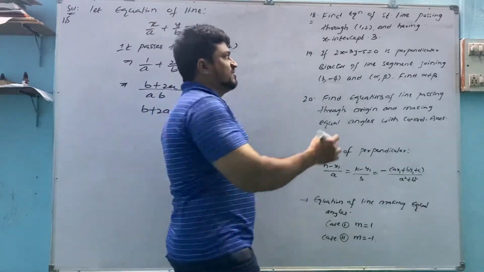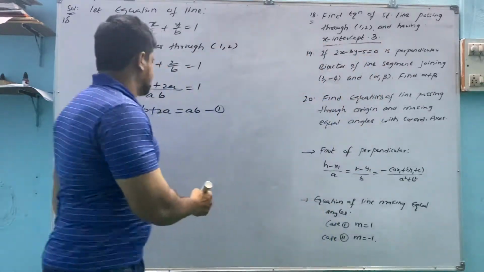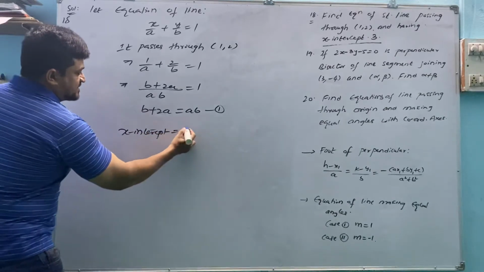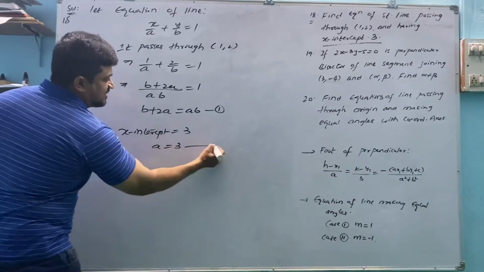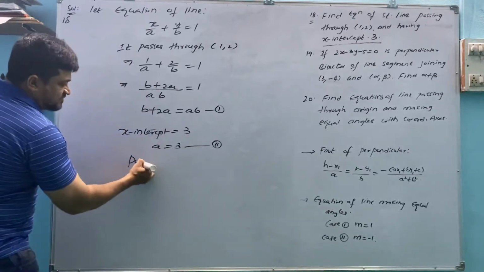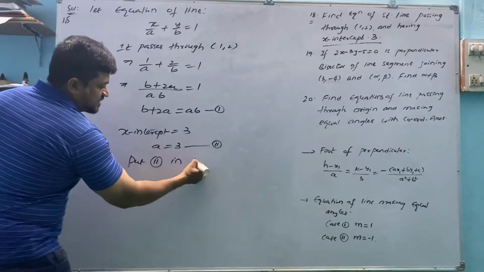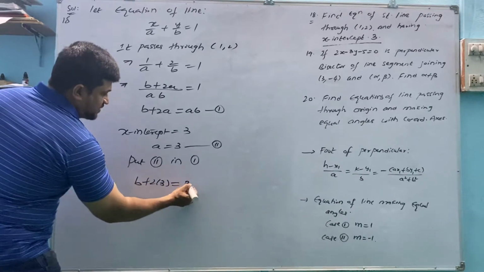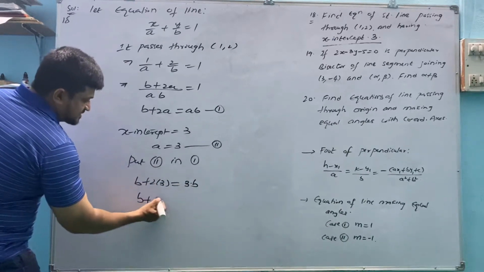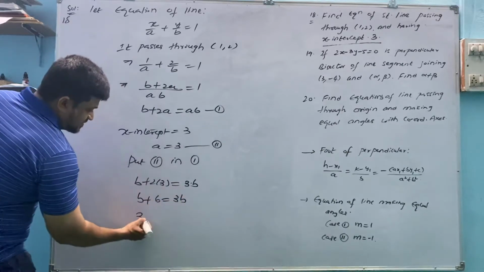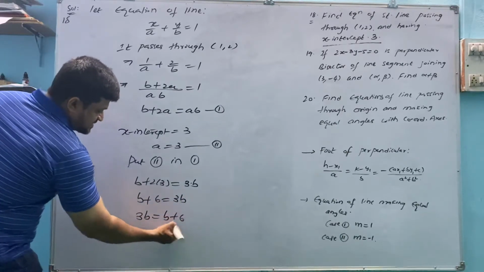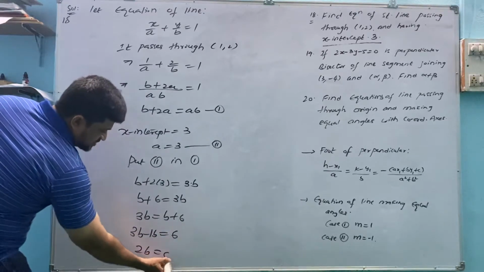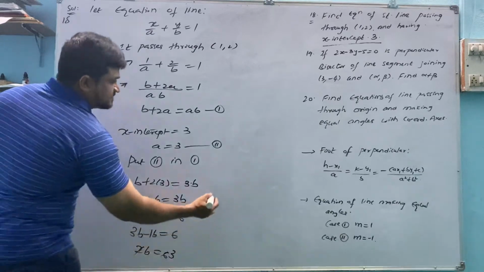Then what is given? X intercept is 3. X intercept means the a value is 3 given to us. So once we have equation 2, we have to substitute it in 1. b plus 2 into a is equal to a into b. So this is b plus 6 equals 3b. 3b is equal to b plus 6. 3b minus b is equal to 6. 2b is equal to 6. b is equal to 3.